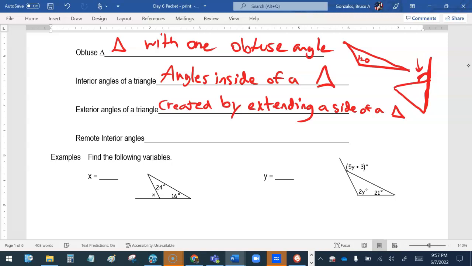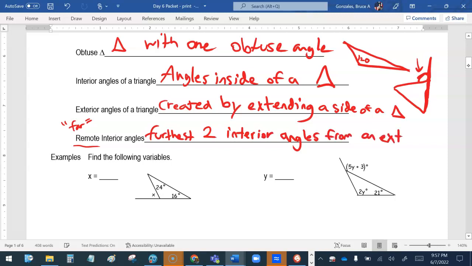Okay, and remote interior, okay, remote means far away. That's when you use a remote control when you're far away. So the remote interior angles are the two interior angles furthest from an exterior angle. I'll give you a second to write those down.